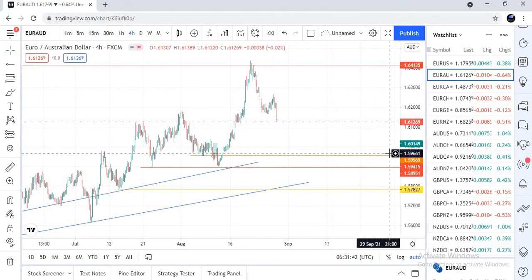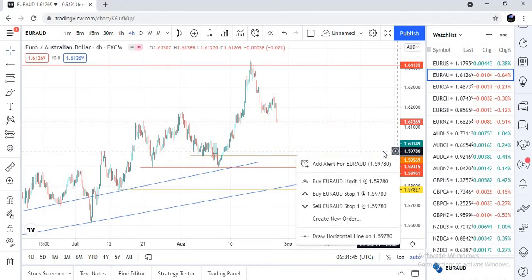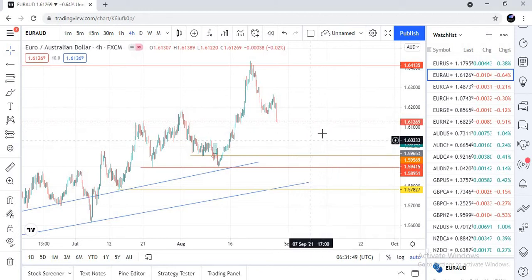So once it gets to any of these levels, we're going to set an alert for this level. So once it gets to any of these levels, TradingView is going to alert us and we're going to place a buy for the euro AUD. So we're just going to be watching to see if this price is going to get to this level before we place a trade on the euro AUD.